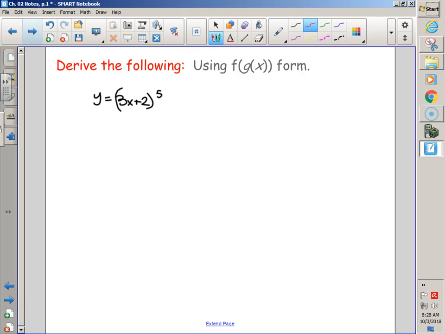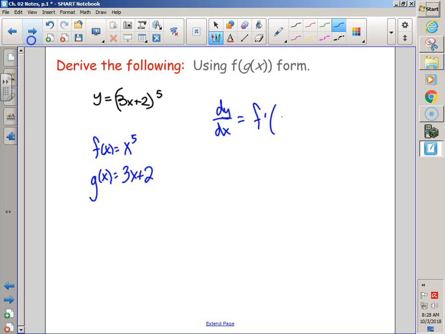What's f and g notation? My people that liked the blue. It was most of you. You already wrote down f of x is equal to x to the 5th. G of x is equal to 3x plus 2. The derivative rule for dy dx would be f prime of g of x times g prime of x. Kind of like we were just saying with the matryoshkas. Just looking at the outer guy. F prime, who's inside? G. F prime of g times g prime of just x. Just of x. We're done.